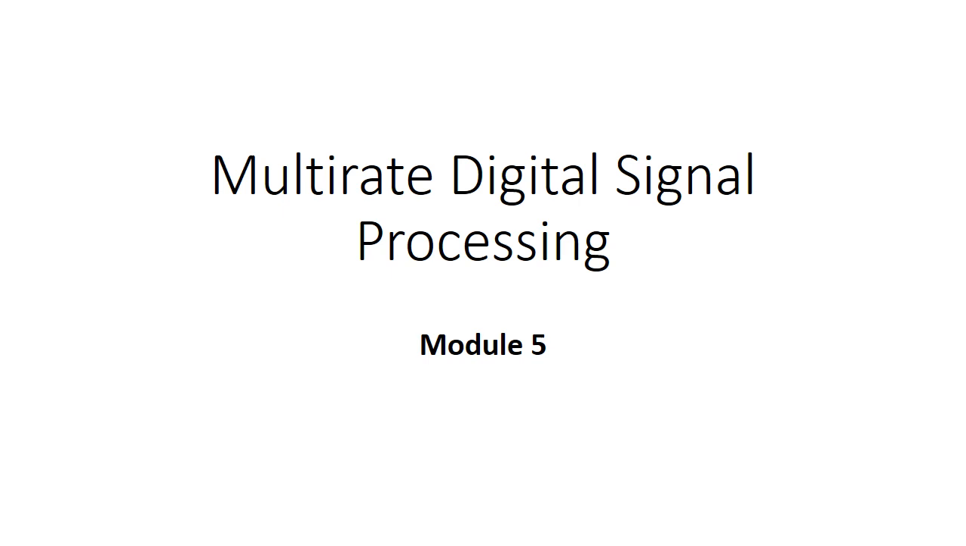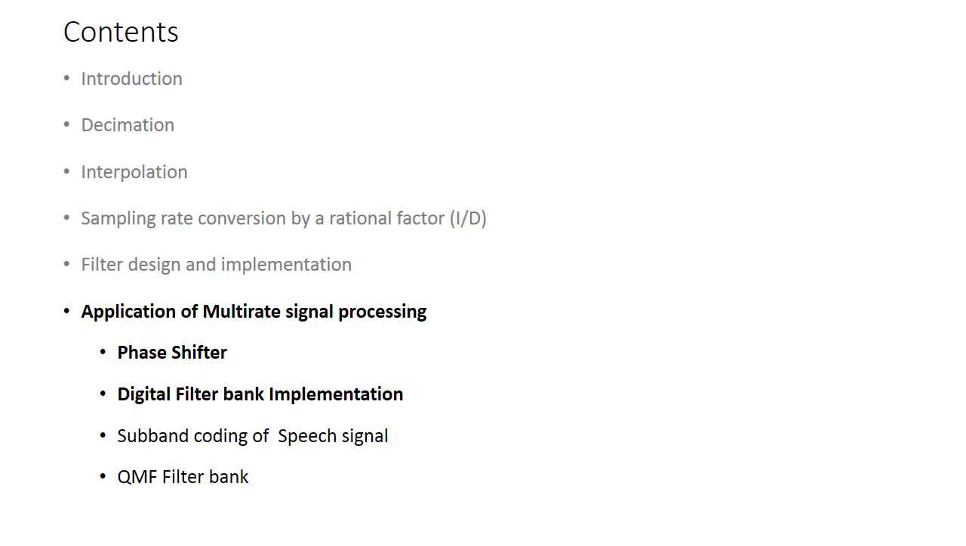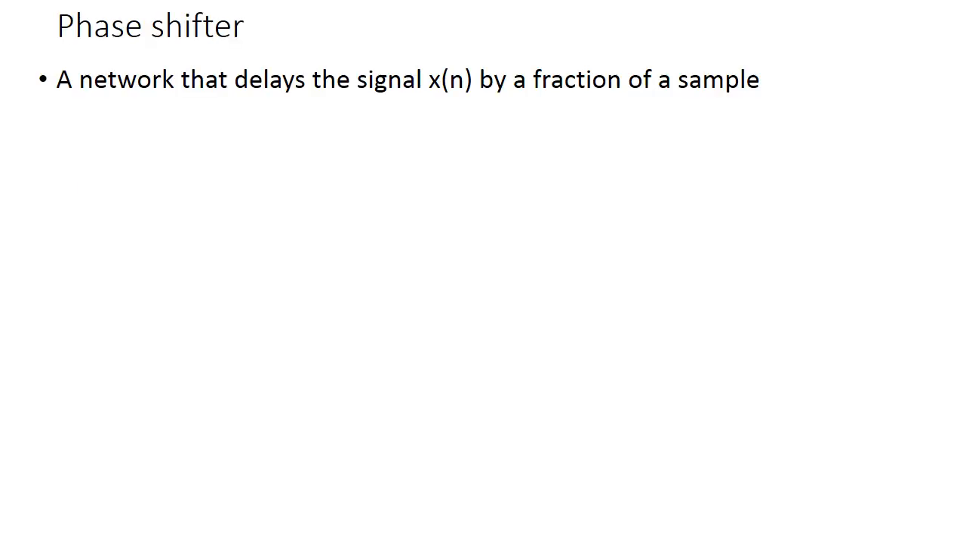In this module 5, we will see two applications of multi-rate digital signal processing. I have divided the overall 4 applications here: phase shifter, digital filter bank implementation, and subband coding, and also QMF filter bank into two, just for the sake of convenience, for ease of access. So now we'll see this phase shifter multi-rate signal processing application.